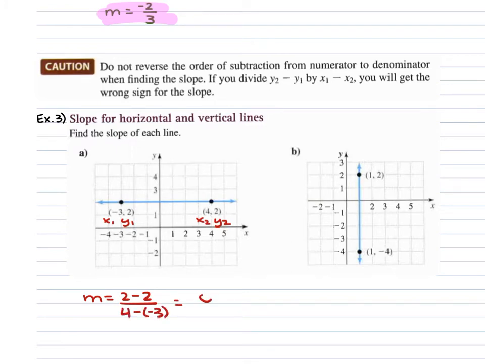The 2 minus 2 is 0. The 4 plus 3 is 7. So our slope for this one is 0. So for any horizontal line, automatically your slope is 0. So if it goes through the y-axis and is a straight line, that's a horizontal side-to-side line, our slope is 0.